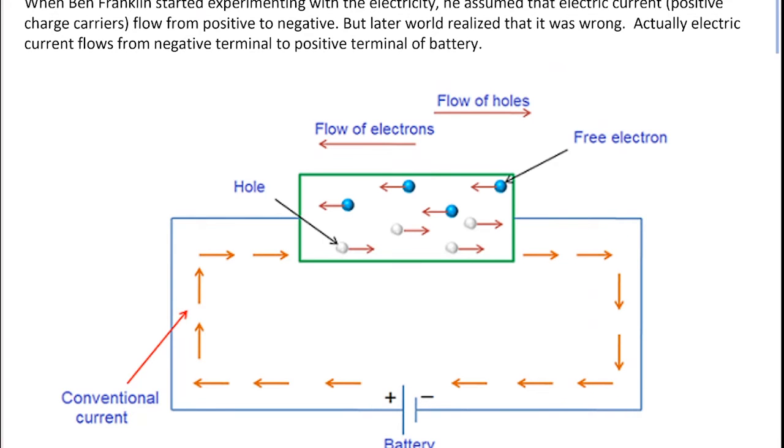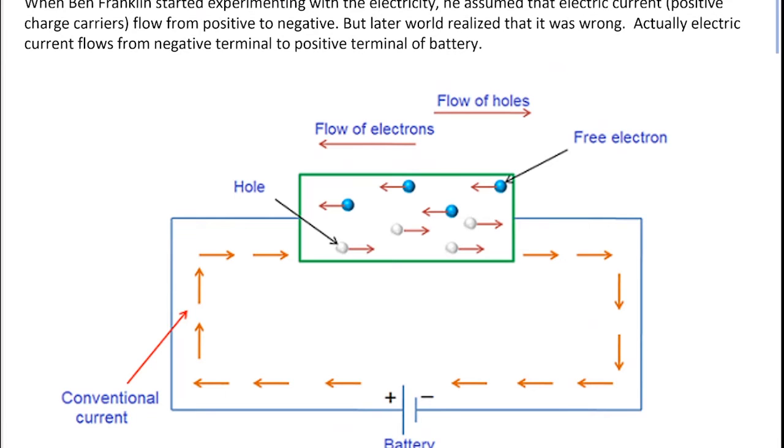Except there's one problem. Because when Ben Franklin figured out electricity, he had no idea about free electrons. So he thought it was a positive charge that's coming out here and moving around this direction. We can think of it as positrons moving, except physically that's not what's really happening.